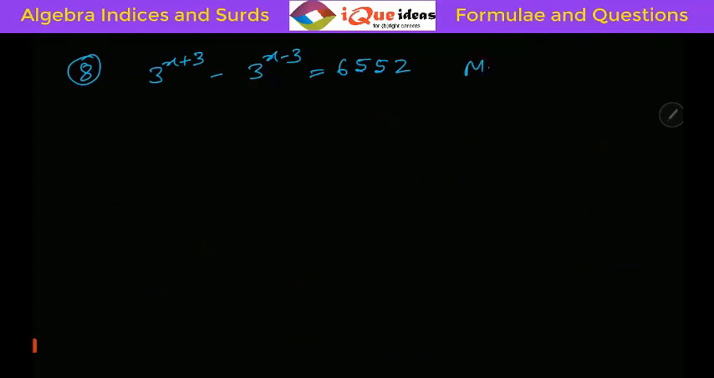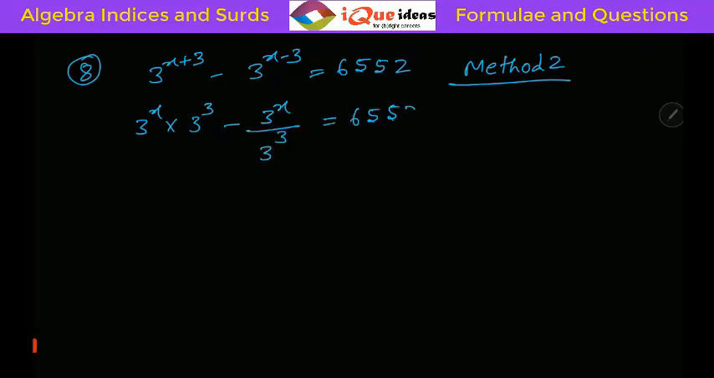Now, in the second method, we follow the normal procedure. Normal procedure as in 3 raised to the power x plus 3 can be written as 3 raised to the power x into 3 raised to the power 3, minus 3 raised to the power x minus 3 can be written as 3 raised to x divided by 3 raised to the power 3, is equal to 6552. Let's take 3 to the power x common. 3 cube is 27 minus 1 by 3 cube is 1 by 27. That is equal to 6552.